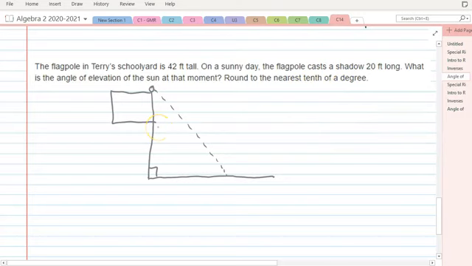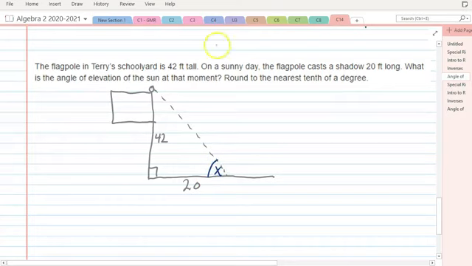Now, they already know the height of the flagpole. The height of the flagpole is 42 feet tall. We can assume that the flagpole is straight up and down, so it's at a 90-degree angle. And the distance that we can measure on the ground is 20 feet. What they want us to find is the angle of elevation. Angle of elevation is looking down and going up. So that is our x.